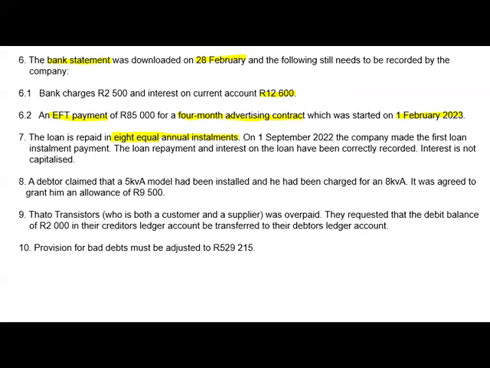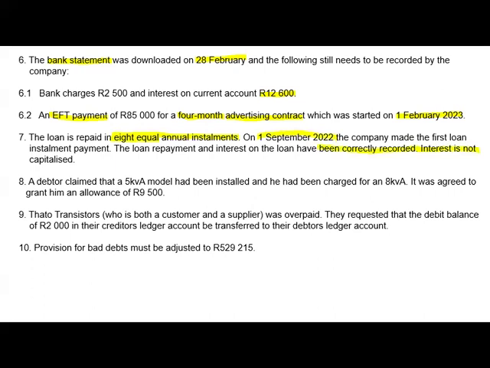And then it says on the 1st of September 2022, the company made the first payment. So this is in the current financial year, and we only paid one amount. Interesting. The loan repayment and interest on the loan have been correctly recorded. Oh, that's great. So we don't need to calculate any interest here. And interest is not capitalized. Okay, interest is not capitalized. So how is this important if you don't have to calculate interest? How is it important?